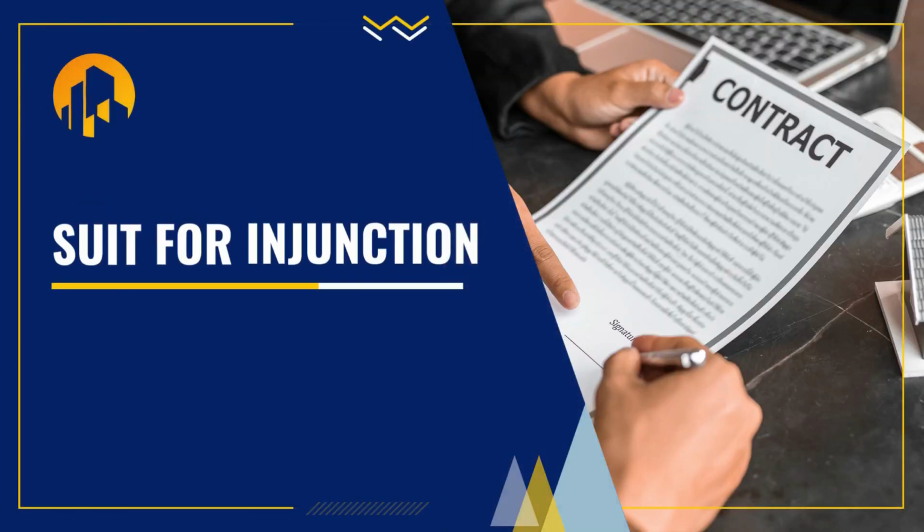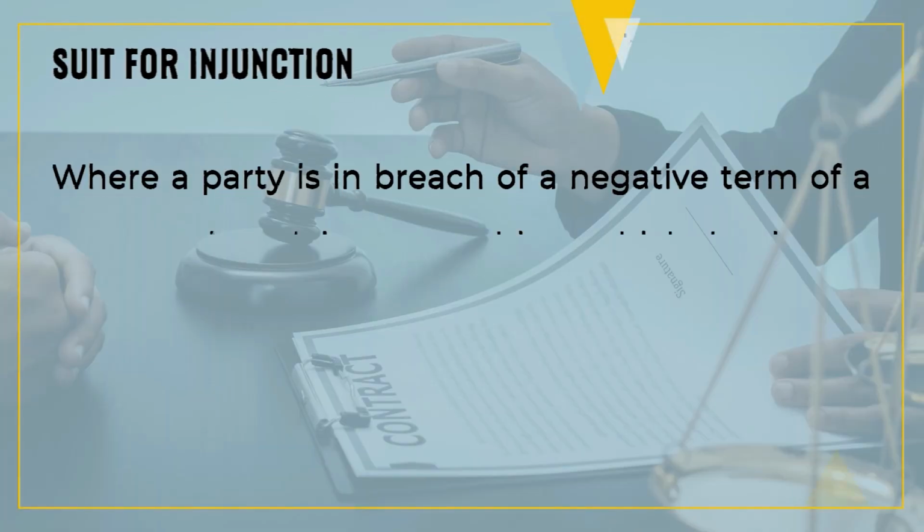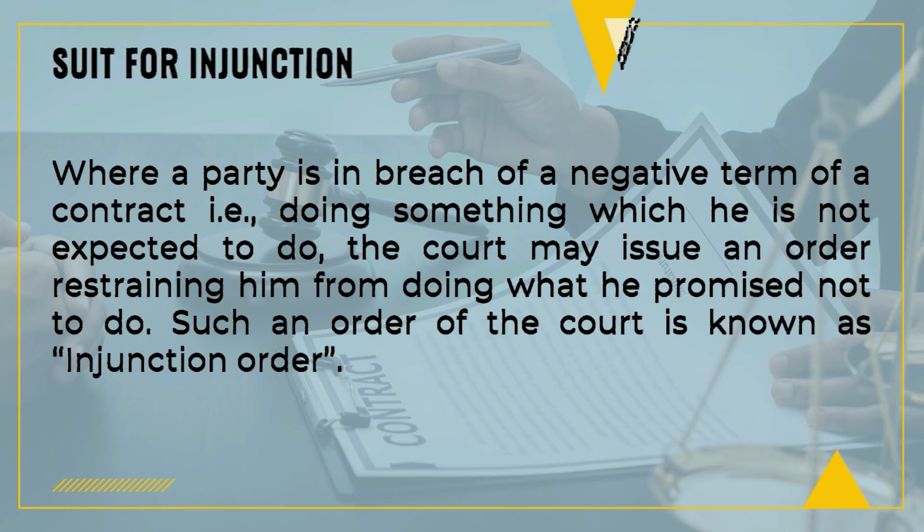Then comes suit for injunction. Suit for injunction means at the time of breaking of contract, the parties are not supposed to do something, but they are doing something which is against the term of the contract. So the aggrieved party has filed a case in the court of law, and the court of law has given an authoritative judgment stopping the other party from doing such act, which is called as suit for injunction.